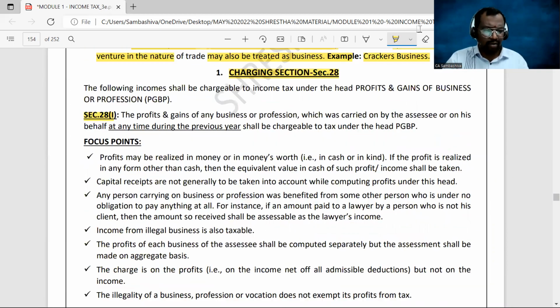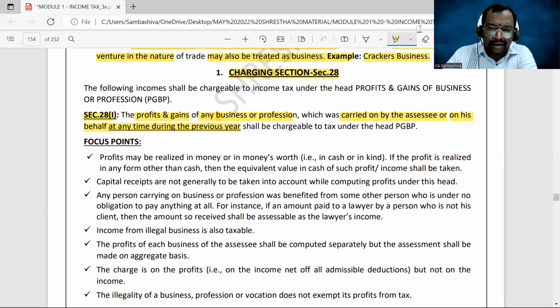So look at the first clause. The following incomes are chargeable to tax under the head PGBP. First one: the profits and gains of any business or profession which was carried on by the assessee or on his behalf at any time during the previous year shall be chargeable to tax under the head PGBP. So whatever profits and gains you are getting from your business or profession, which is carried on either by you or on your behalf.